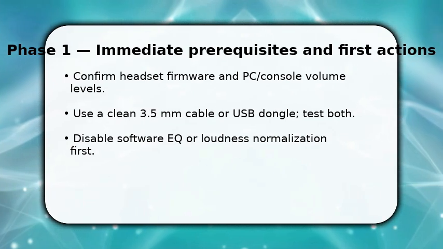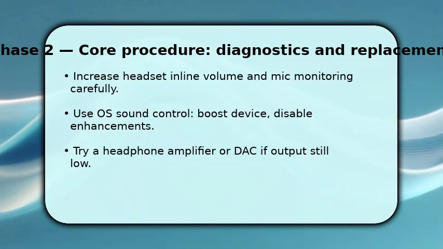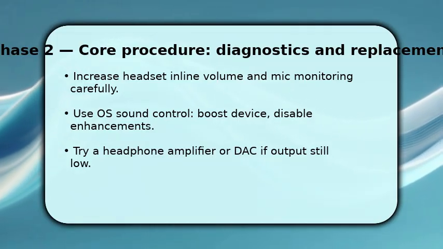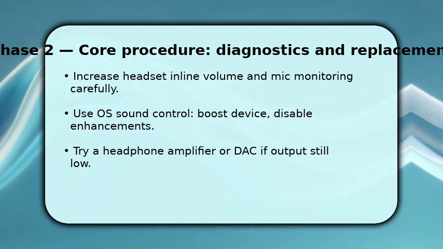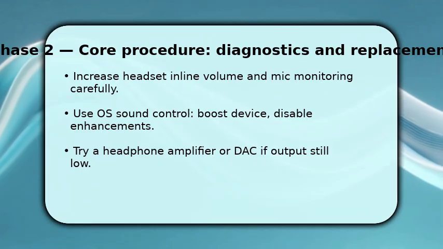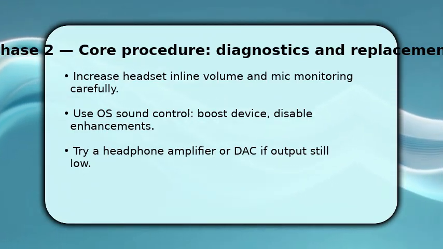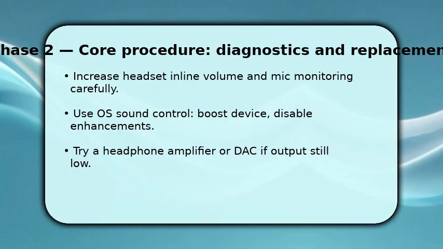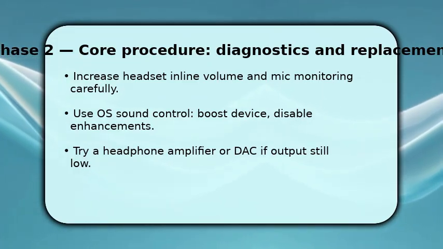Now you focus on gain control. Raise the headset inline wheel or USB volume gradually. Big jumps can clip. Listen for distortion. Next, open your operating system sound settings, select the headset, and increase device volume while disabling enhancements which may limit peaks. If volume still lacks punch, add a dedicated headphone amp or external DAC between source and headset. They provide cleaner gain. Make sure to test with music and game audio, so you balance loudness.